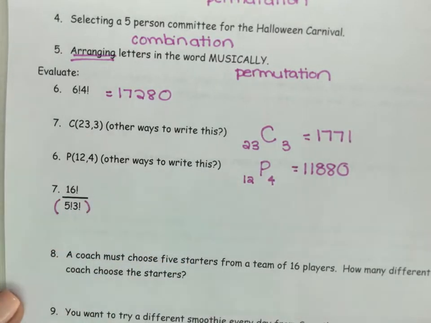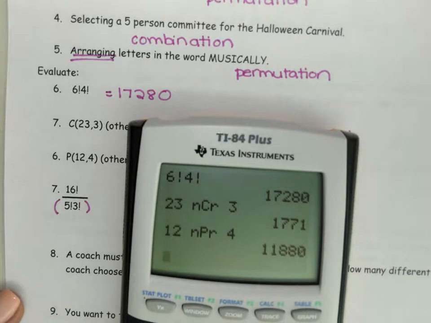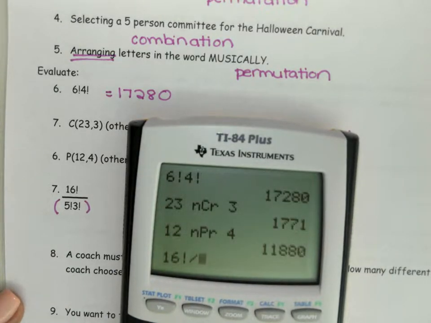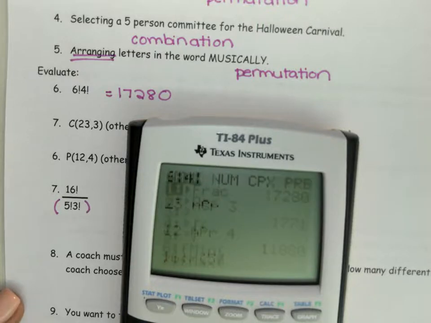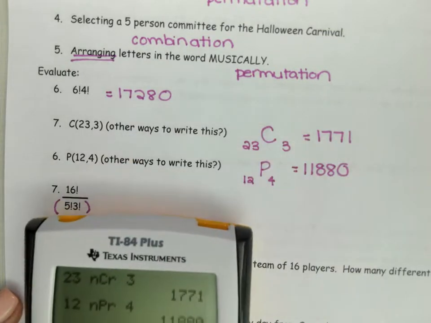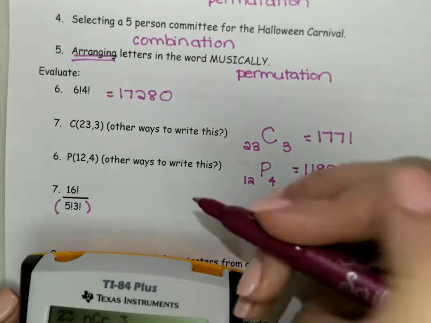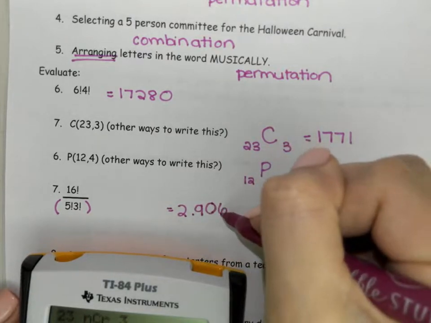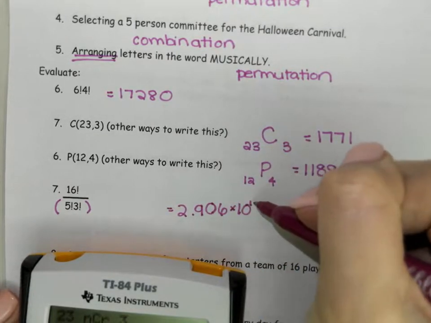Now, the biggest thing on this one is make sure that you either enter it in as a fraction or put the denominator in parentheses. So it's 16 factorial divided by parentheses 5 factorial, 3 factorial. So we get 2.906 times 10 to the 10.